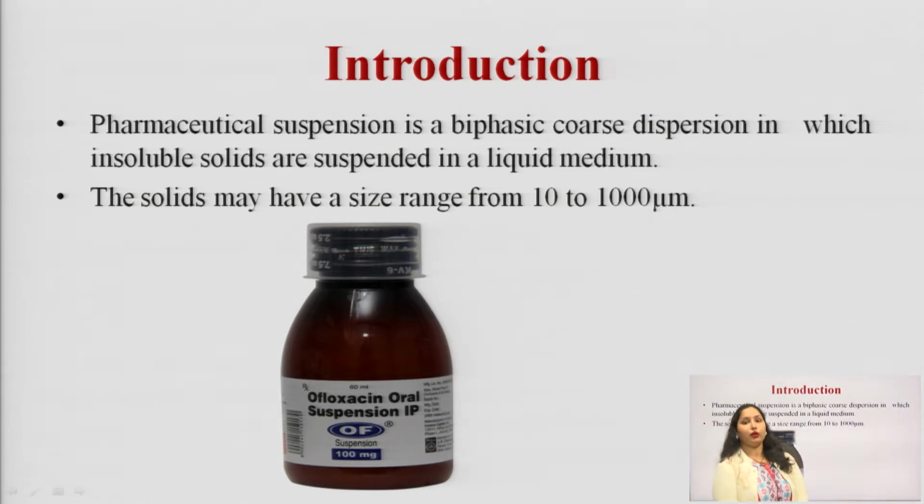Okay, so it is also known as a biphasic coarse dispersion, which means it has two phases and the particle size of the solid is above the size range of 5 micron. Okay, so the solids may have a size range from 10 to 1000 micron. So in pharmaceutical suspension, the particle size of the dispersed phase is around 10 to 1000 micron.